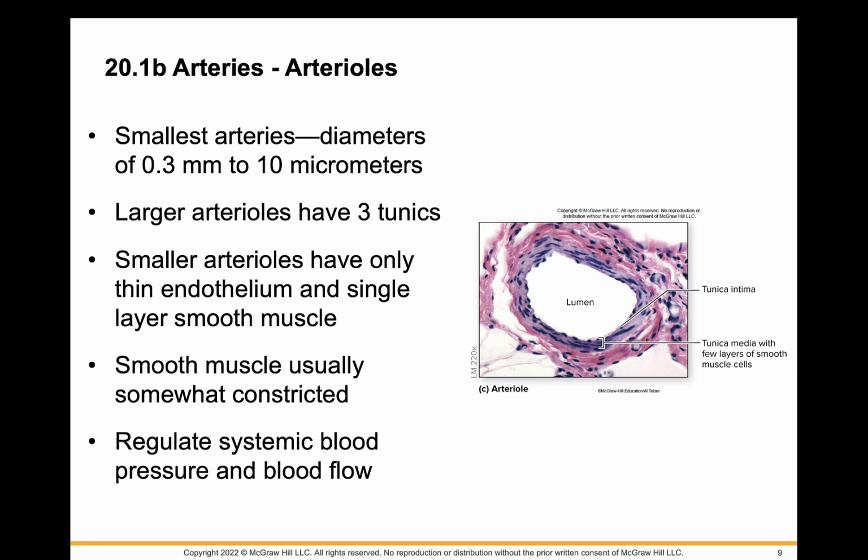The last group or category of arteries are arterioles. They're the smallest of the arteries. They have three tunics for the most part. And when we look at smaller arteries, they're going to have an endothelium and a single layer of smooth muscle. These are going to have smooth muscle that is usually somewhat constricted. And these are the vessels that actually regulate systemic blood pressure and blood flow. So arterioles will actually feed into capillary beds, and we'll see that in just a little bit.